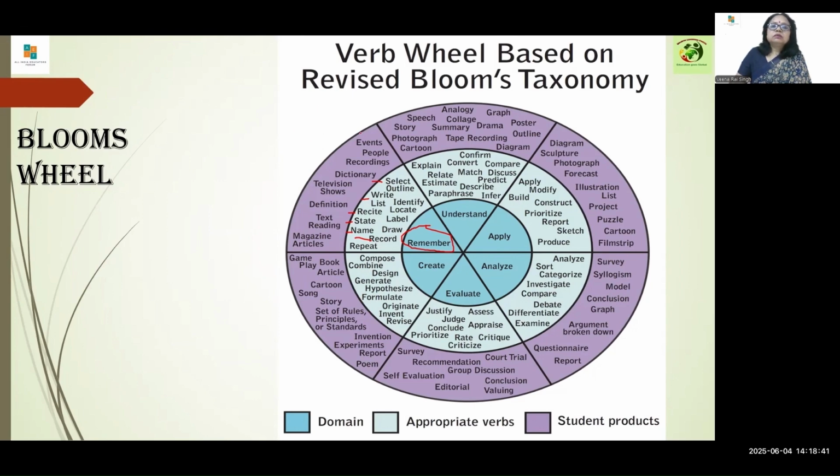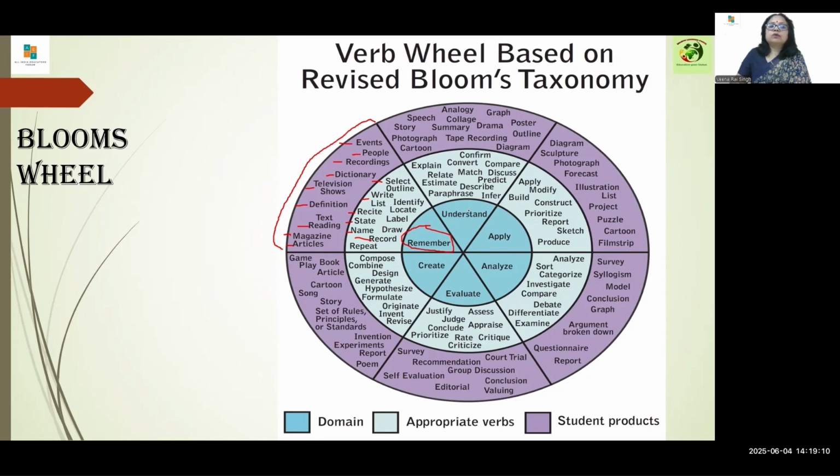And the outcome and the help to the children: from where do they get it? That is from events, from people, from recordings, from the dictionary, television, or definitions, or text reading, or magazines or articles. So this is how the first level can be taken care of.